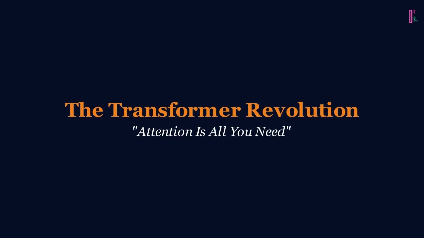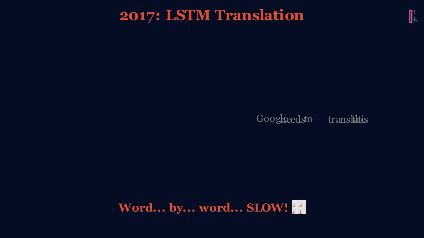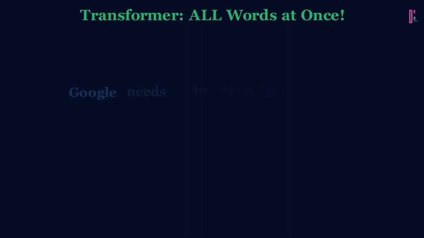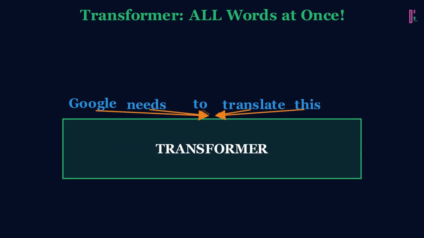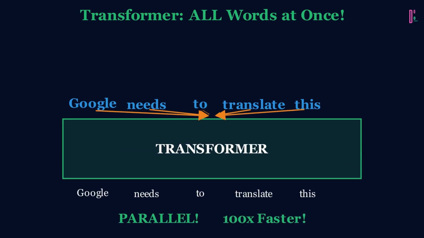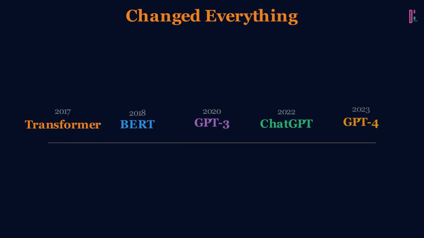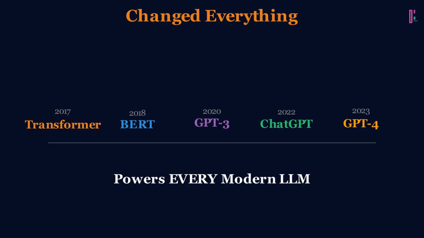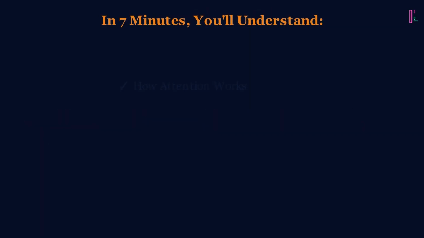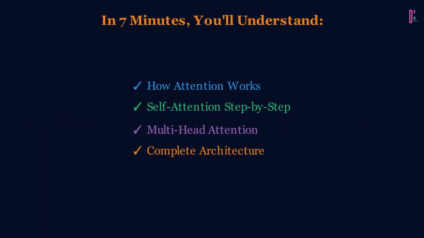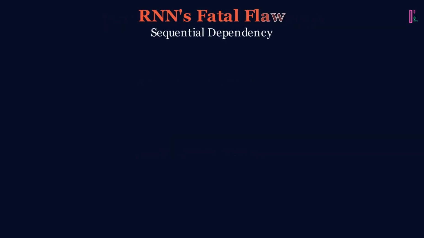It's 2017. Google needs to translate an entire paragraph. Their LSTM model? It processes word by word by word, one at a time. Sequential. Slow. But what if we could process all words simultaneously? Enter the transformer. Attention is all you need. A paper that changed everything. In 7 minutes, you'll understand the architecture behind ChatGPT, BERT, and every modern language model. Let's see how transformers crushed RNNs and revolutionized AI.